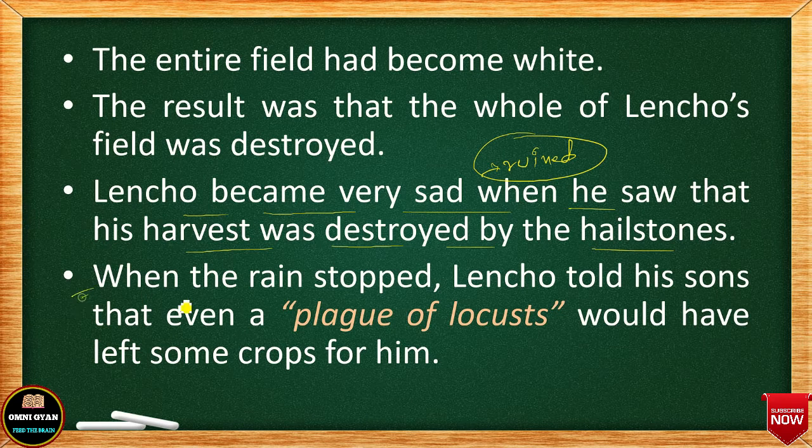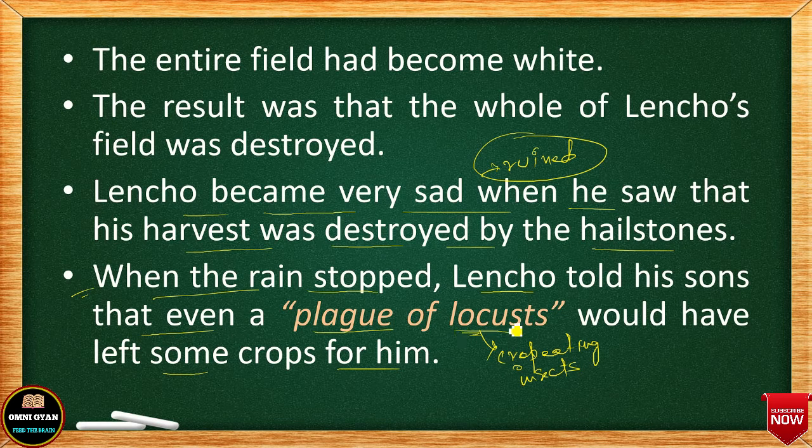And now after 1 hour, when the rain stopped, Lencho told his sons that even a plague of locusts would have left some crops for him. Locusts क्या होते हैं? Crop eating insects. In very ordinary language, if I have to explain, then it is crop eating insects. तो क्रॉप खाने वाला इंसेक्ट होता है लोकस्ट.